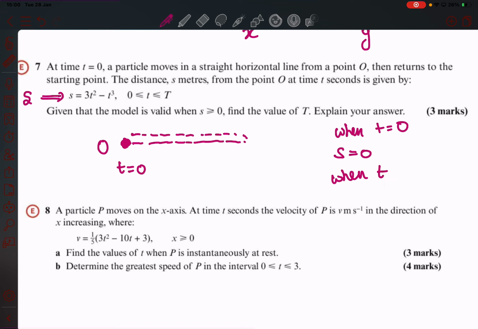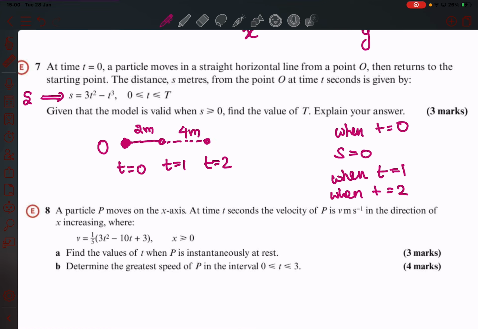If you put t equal to 1, what do we get? 3 minus 1, which is 2. So that means when t is equal to 1, you are 2 meters away from your starting point. Try when t is equal to 2. What happens now? That would be 12 minus 8, which is 4 meters. So when t is equal to 2, you are 4 meters away from the origin.